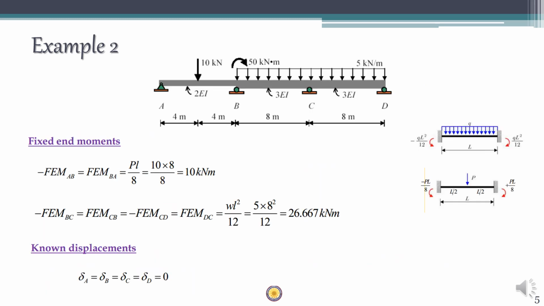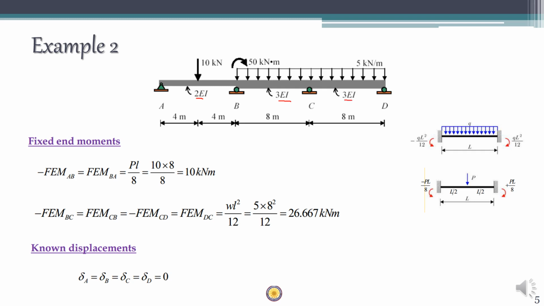Now let's see one more problem. So here it is a 3-span beam, each of span length 8 meter. However, the flexural rigidity is varying. The first one is 2 EI, the second one is 3 EI, and the last one is also 3 EI, right?